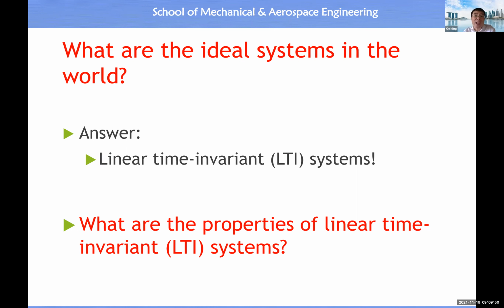Why do we ask this question? The reason is to simplify our study, our analysis, our design, etc. Because once we have an ideal system, we should be able to formulate the theory, the method, etc. If you have a system which does not fall into this category, then it should be quite complicated for you to design a solution to control it or to change the dynamic response.